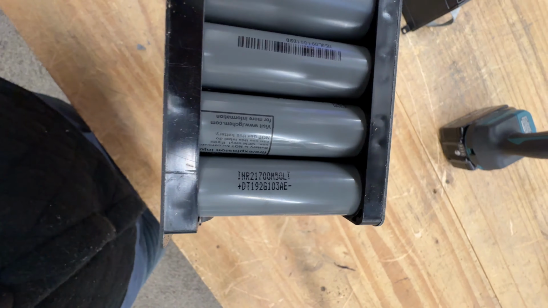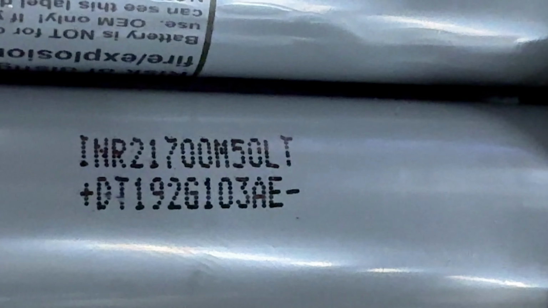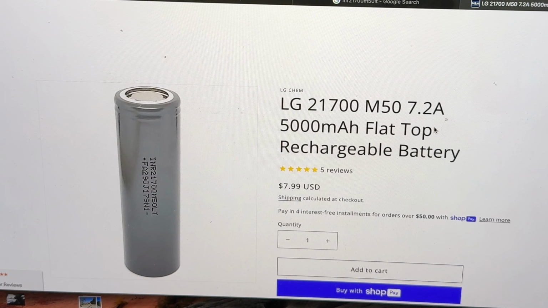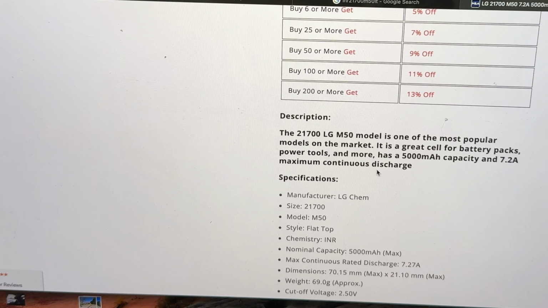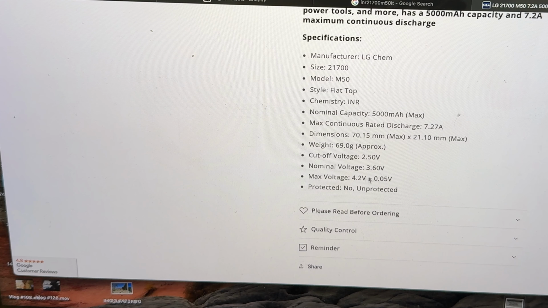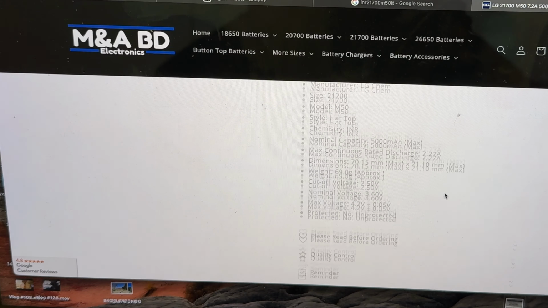Let's look at the cells. So INR. All right, so it looks like these are the cells. They're LG Chem 21700M50. Yeah, 7.2 amps. They're 5,000 milliamp hours. And then, yeah. Max continuous discharge is 7.27 amps. Nominal voltage 3.6, which is weird why they list that as a 37 volt nominal thing. And then max is 4.2. This is all typical.